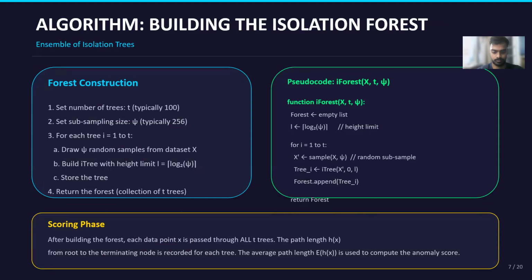Building a forest. Instead of relying on a single tree, we build multiple trees, typically around 100, 150, or 200. This collection of trees is called an isolation forest, just like a random forest where we use decision trees and collectively use ensemble methods to make a decision out of the multiple decision trees. To evaluate a data point, we pass it through all trees and measure how deep it travels before it is isolated. Then we compute the average path length across all trees.